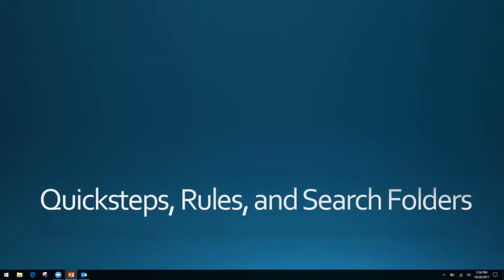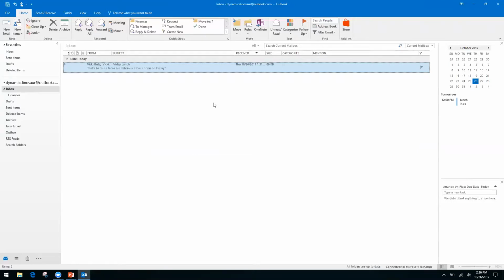All right, so that's quick steps. Rules is, as I said, a little bit different. Quick steps are for things that you want to review before you take action. Rules are going to be for messages that can receive action before you review them.